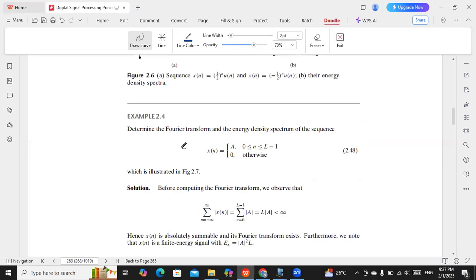Another example. Maybe you can do this part only. Determine the Fourier transform of this signal. Maybe you can try to find this. This is not much difficult.